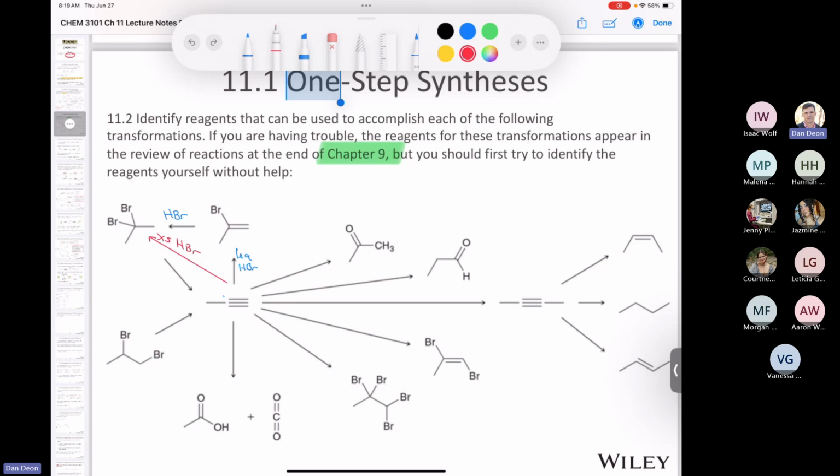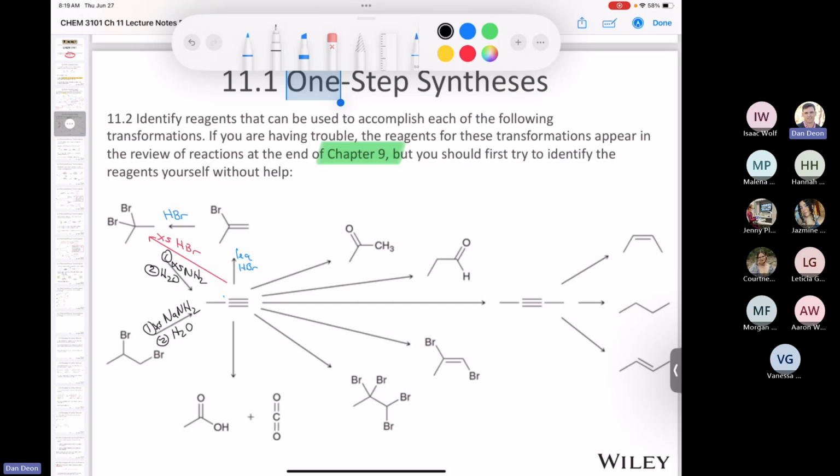However, I do expect you to be able to draw these mechanisms here. Whether you have a geminal dihalide or a vicinal dihalide, you should be able to go to the alkyne. And that is a two-step process, right? The first step is excess sodium amide, and the second step is water, and that gives us our terminal alkyne here.